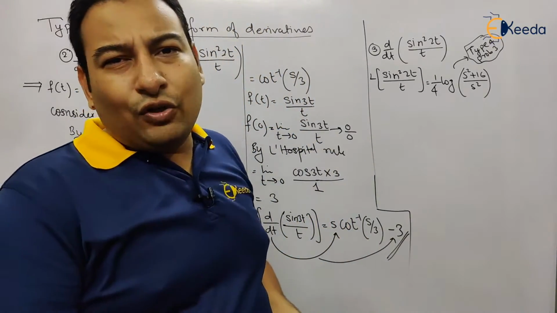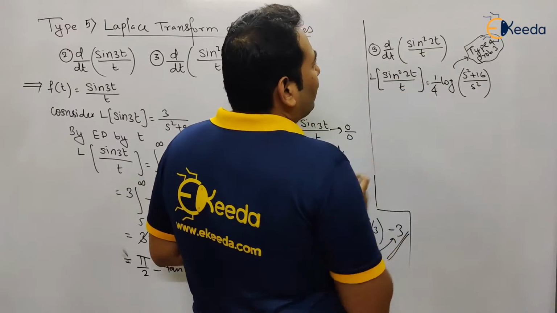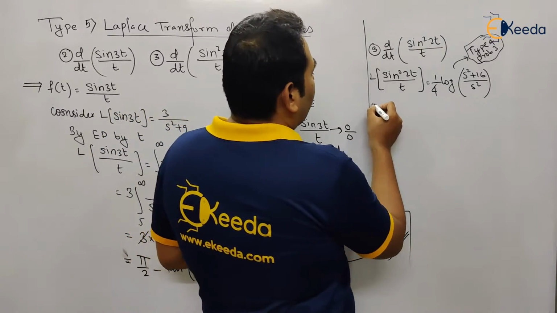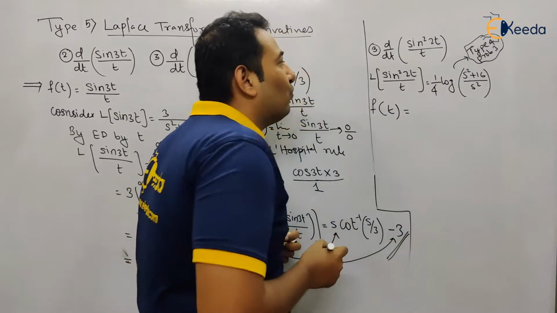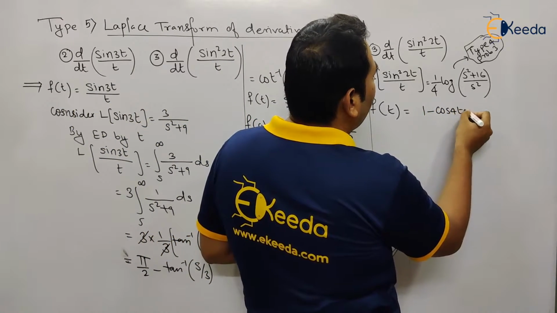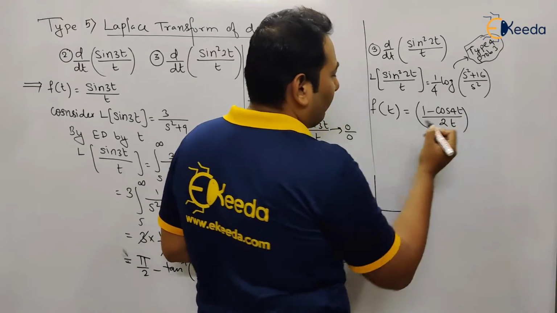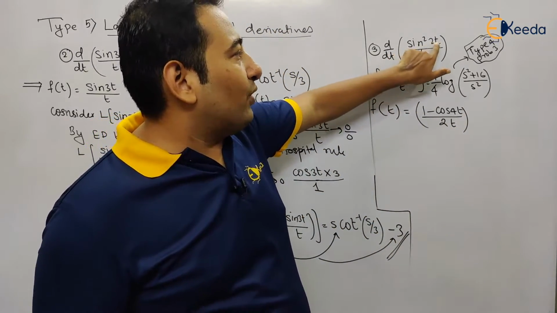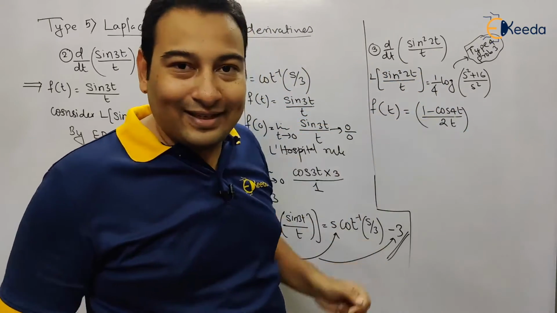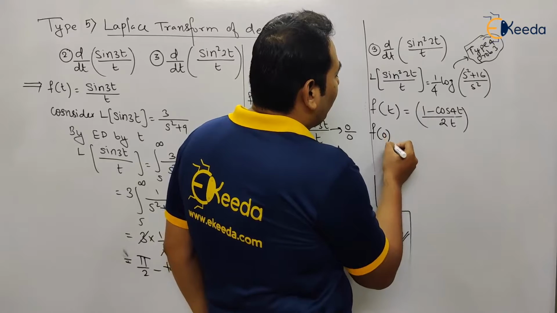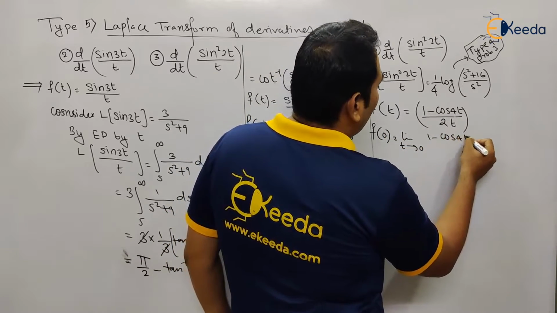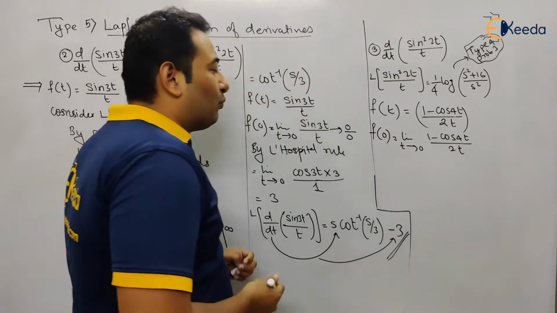Let us move on. Here we just need to find f of 0. So here f of t is sine square 2t upon t. Sine square 2t you can write as (1 minus cos 4t) upon 2, into t. That is what? 1 minus cos 4t upon 2, and this t will remain as it is. F of 0, as discussed a number of times, we are going to take the limit t tends to 0 of (1 minus cos 4t) upon 2t. Let us put the limits.